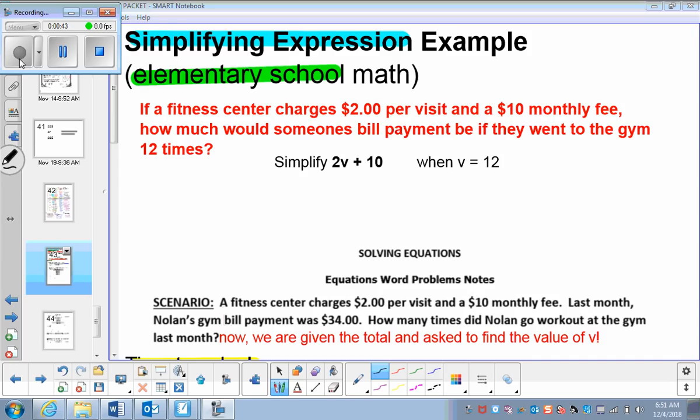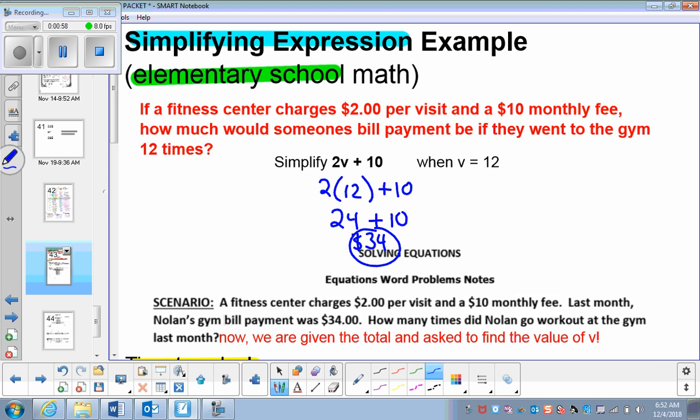And so we're going to be simplifying the expression by simply plugging in $2 for 12 visits. That would be $24. And then we'd have the constant $10 monthly fee no matter what. So in this situation, if somebody went 12 times, they would spend $34 at the gym.